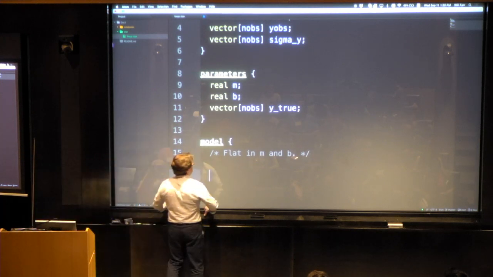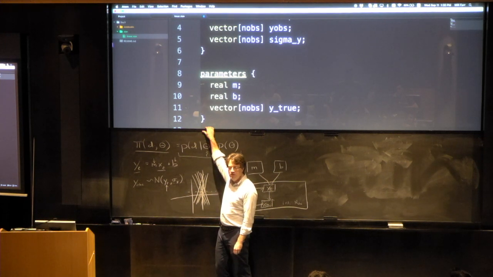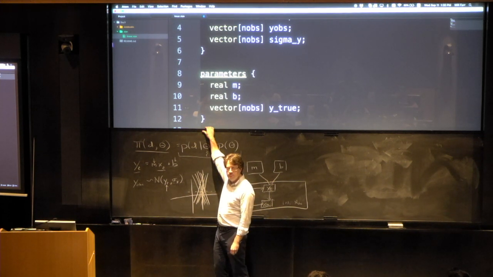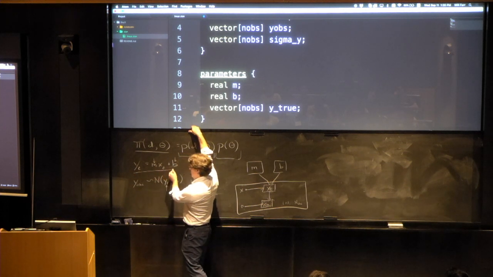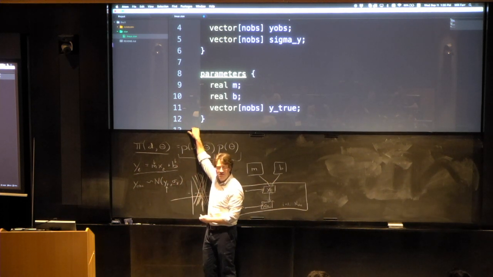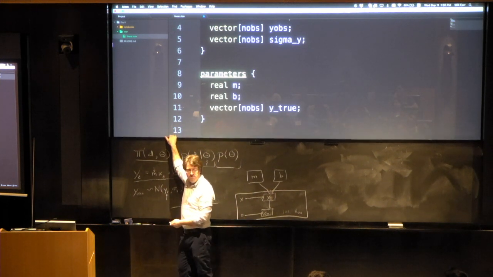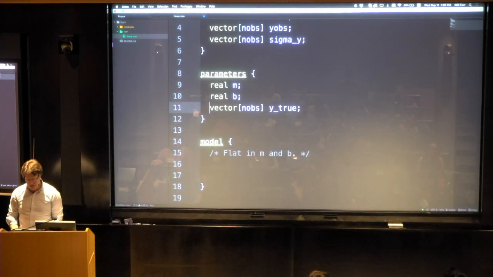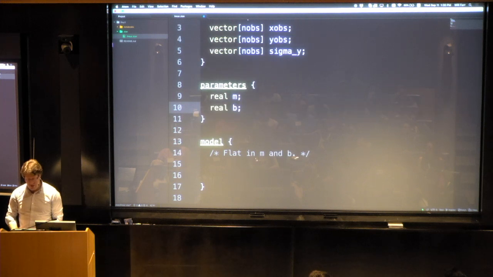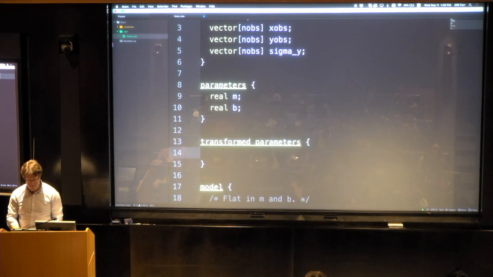What about Y true? What should I write for that? Anybody have an idea? It's determined, right? If I know M and I know B, then I just get Y true out. So in fact, even though I said it was a parameter, I'm going to move it here for a moment.